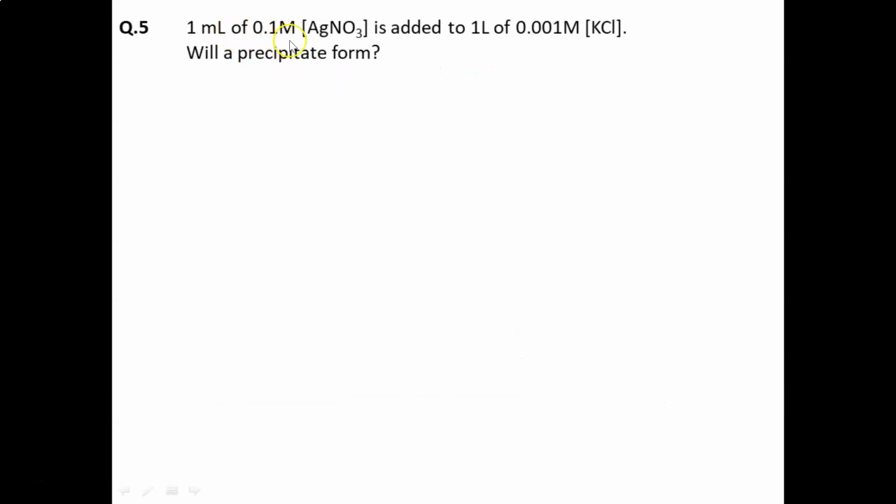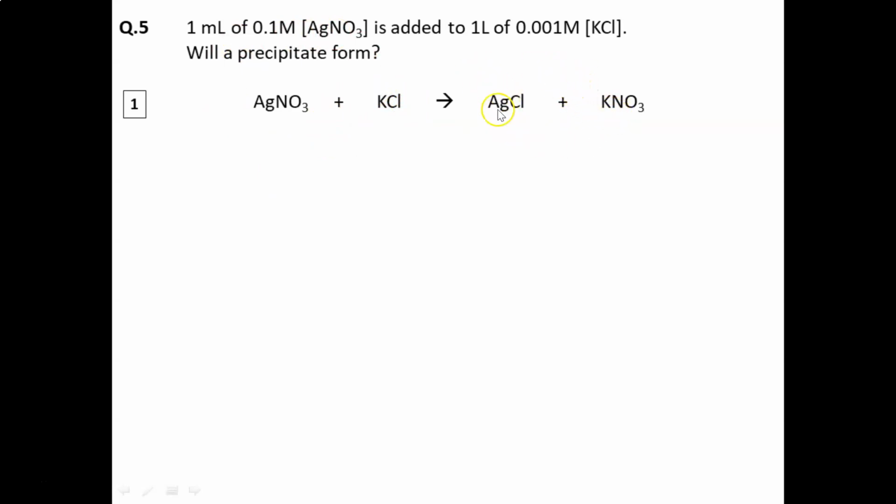1 milliliter of 0.1 molar silver nitrate is added to 1 liter of 0.001 molar potassium chloride. Will a precipitate form? So the first step is to write out the chemical equation for this. Silver nitrate reacts with potassium chloride. This is a double displacement reaction, so we can predict what's going to happen on the other side. Silver chloride and potassium nitrate will be formed.